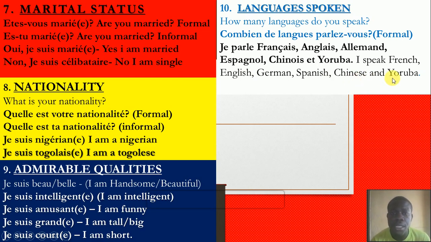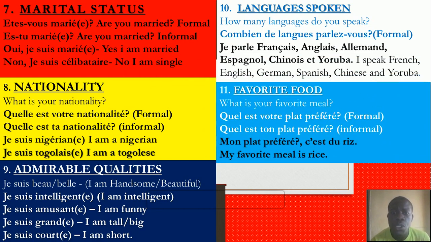Now we're going to the next step, number 11, which is your favorite food. You want to tell us what your favorite food is. The question is, what is your favorite meal? In a formal way to ask the question, you can say, quel est votre plat préféré? In a formal expression, what is your favorite meal?